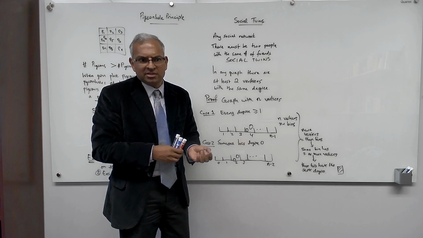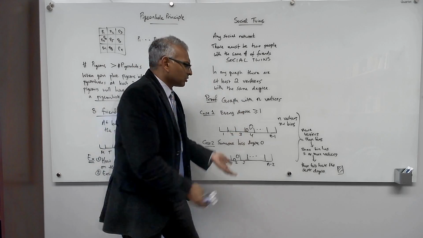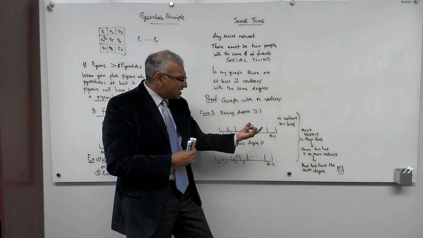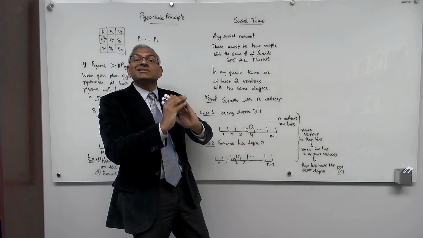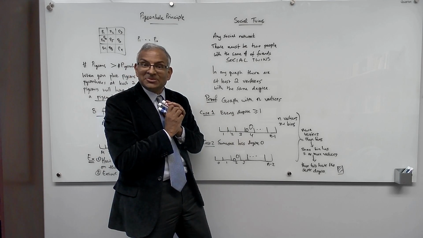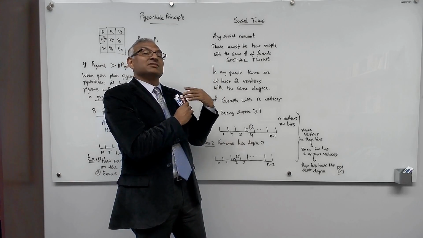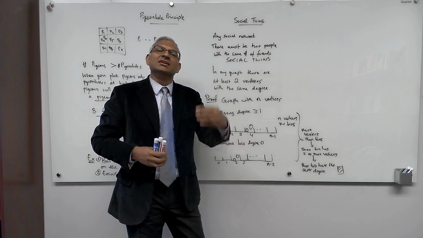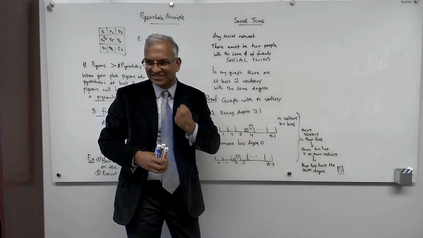Well, some people will say it's a flaw. It doesn't tell us anything about who those people are, or what their degree is. It just tells us they exist, without showing us in any way how to find them. So it's a non-constructive proof. It doesn't identify the two people who have the same degree. It just says they exist.